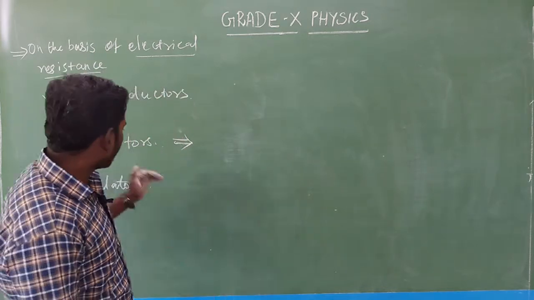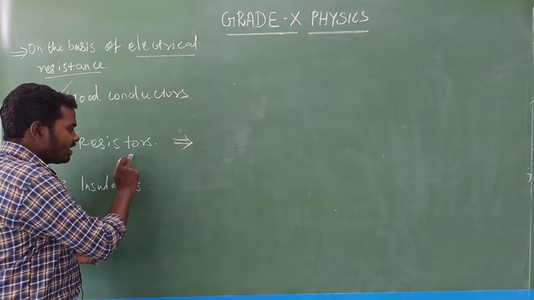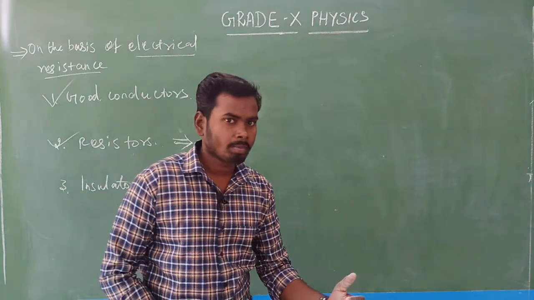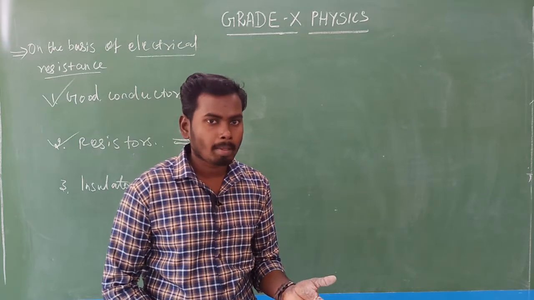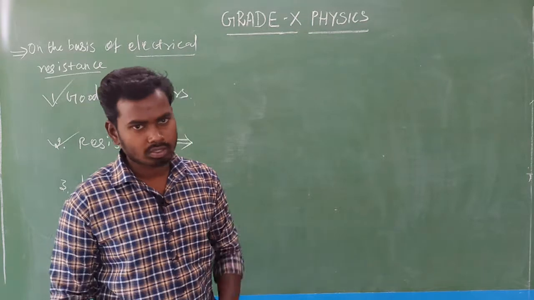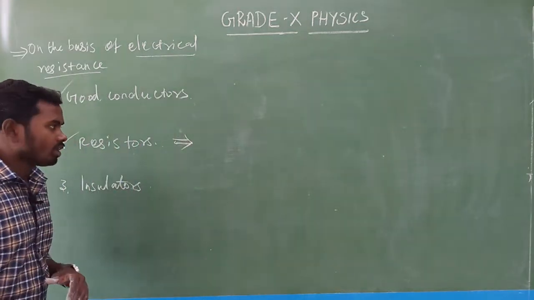Then what is a resistor, sir? The title itself reveals the answer. A resistor is something which resists the flow of electrons at the maximum rate. Is it clear, students? Yes. So that is the next one, resistors.